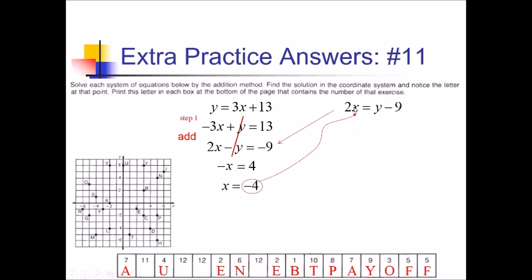So I've got 2 times negative 4 equals y minus 9. So that's going to be negative 8. And then if I add 9 to both sides, I end up with y equals 1. So that wasn't really all that bad. So I've got negative 4 comma 1 for that answer. So starting at my origin, I'm going left 4, up 1. That gives me S, and that's going in this 11 spot here.